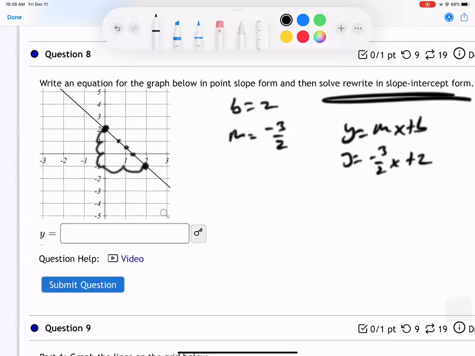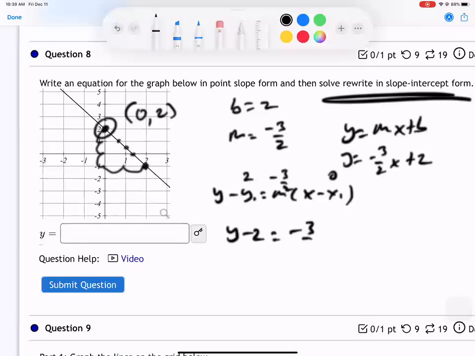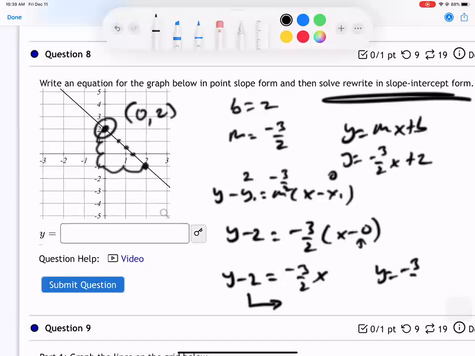Now, if I want to do this using point-slope form, I could. If I say y minus y1 is equal to m times x minus x1, my slope is still going to be negative 3 over 2. And for my x and y point, I can pick this one. That's going to be 0, comma 2. My x is 0, my y is 2. We can rewrite this as y minus 2 is equal to negative 3 over 2 times x minus 0. Since 0 doesn't matter, it's negative 3 over 2x. If I add 2 to both sides, to get rid of the 2, y is equal to negative 3 over 2x plus 2.